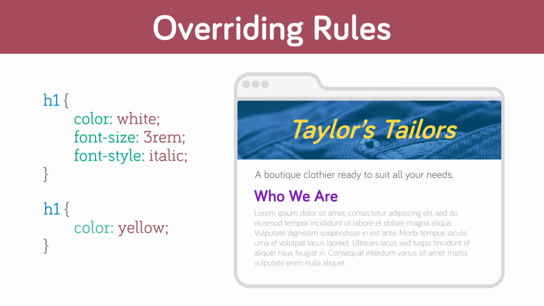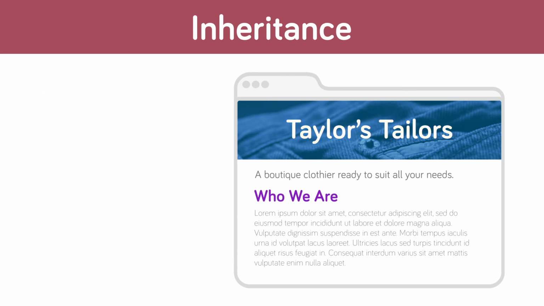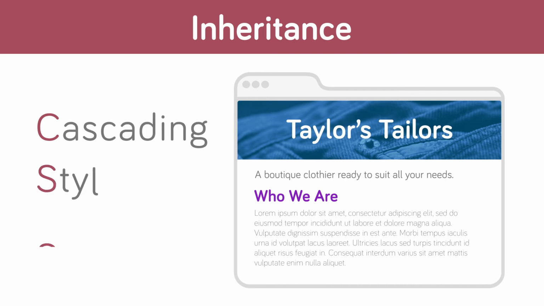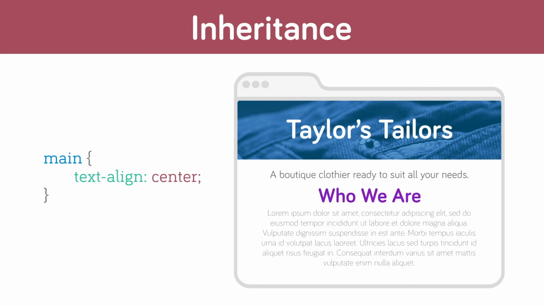Another important thing to know is that most CSS properties are inherited, or passed down to children of a selected element. This is the cascade in the name cascading style sheets. For example, if we set the text alignment of the main element to be centered, a heading inside that main will also be centered because the style cascades down to it.